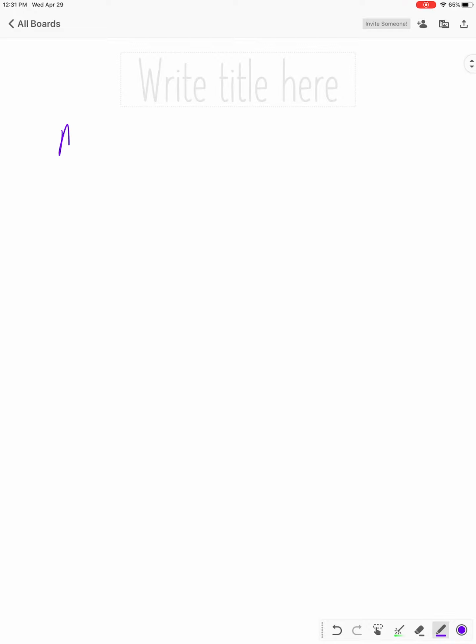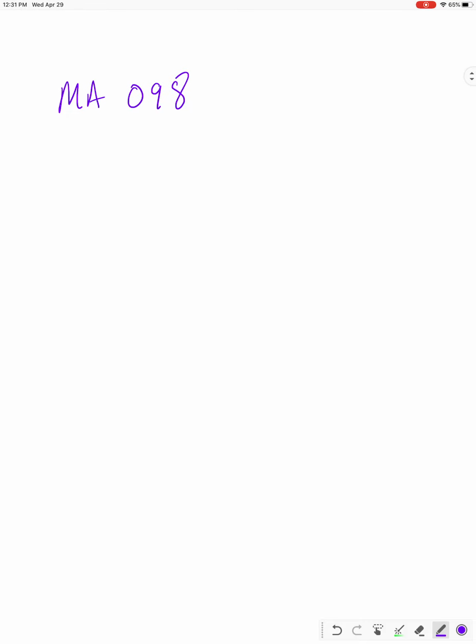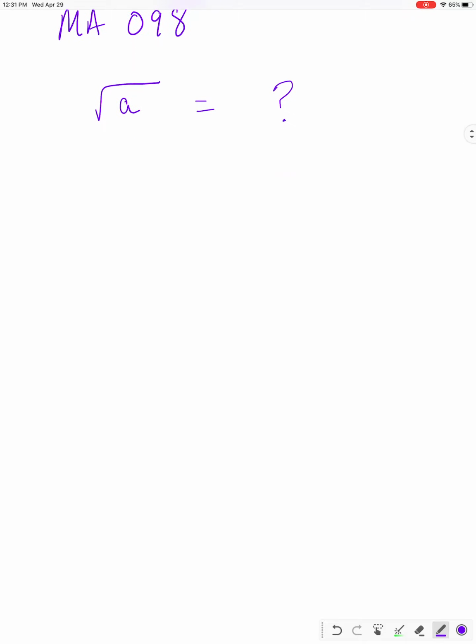This is for MA 098, and we're talking about the subject of simplifying roots. So when we have a square root and we have a number underneath the square root, how can we simplify that? That's the question. Well, for some numbers, it's quite easy to do.